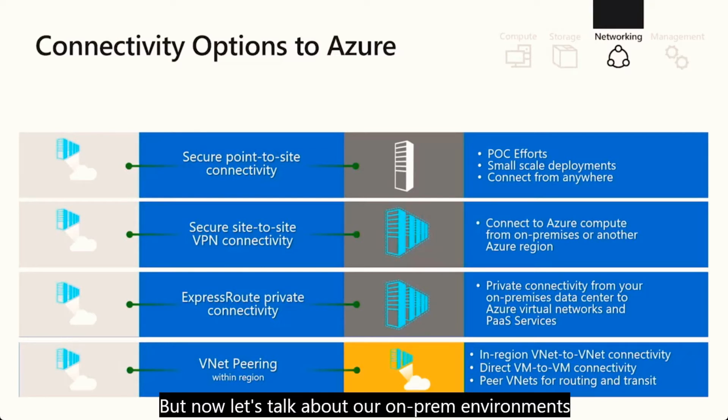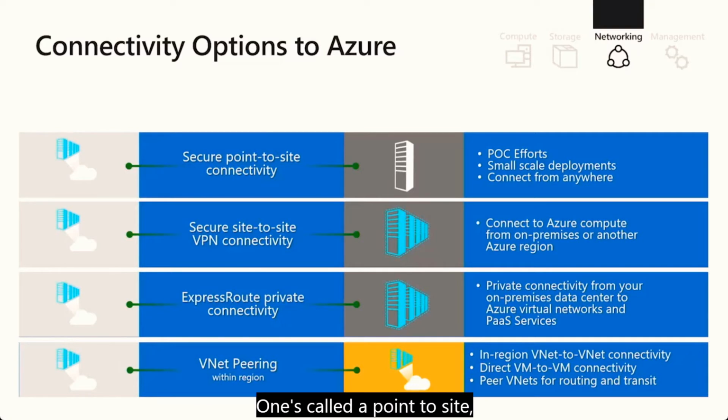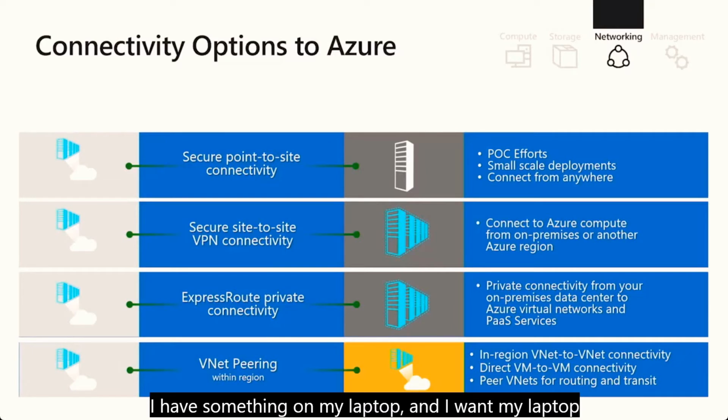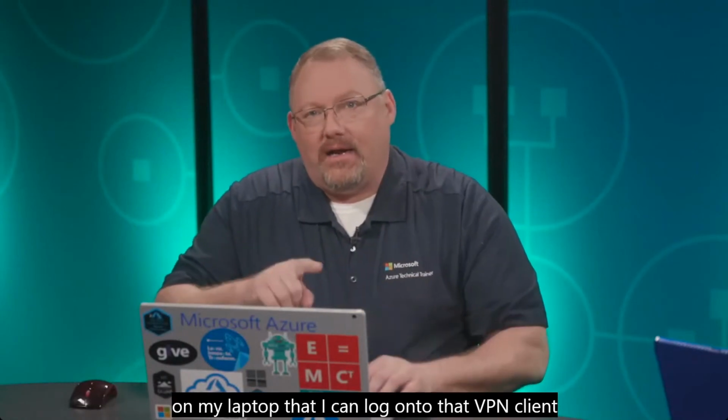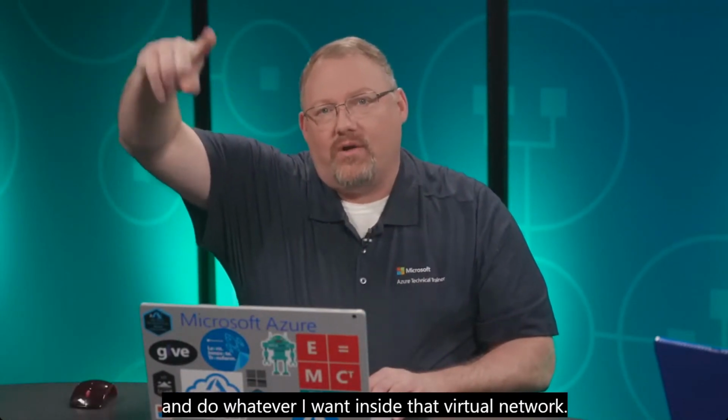But now let's talk about our on-prem environments for a moment. How do I connect my on-prem systems to Azure? And there's 3 really big ways we can do this. One's called a point to site. And I want you to think as an administrator of the environment. I have something on my laptop and I want my laptop to connect to a virtual network inside of our cloud. I'll use what is called a point to site connection option. In other words, I load essentially a little VPN client on my laptop that I can log on to and connect to that virtual network and do whatever I want inside that virtual network. It's a point, an administrative point, into an Azure virtual network.